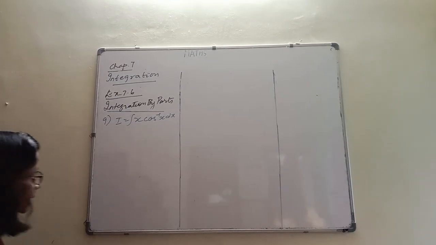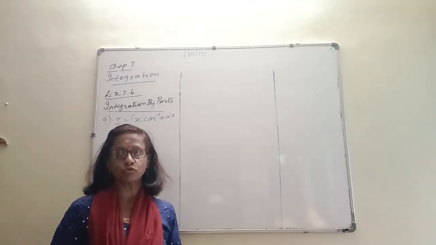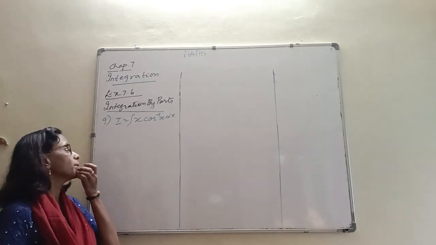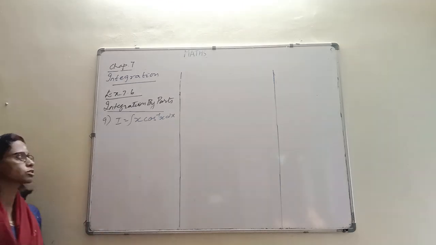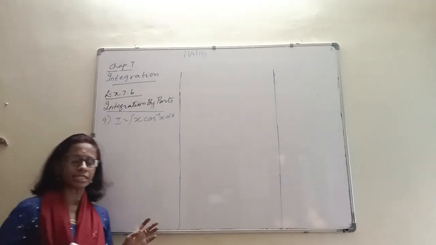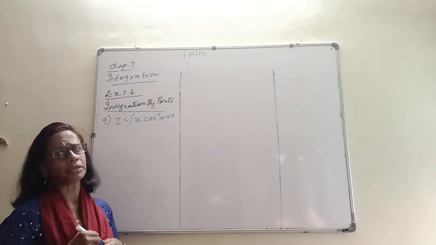Hello folks, we are once again back with exercise 7.6, and it's problem number 9 that we are supposed to do here now. The problem number 9 is just like the previous problems that we did. Here it is x cos inverse x. Earlier we did tan inverse x and sin inverse x and so on. So let's continue doing it exactly the way that we did the previous problems.